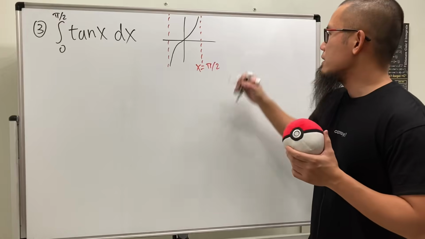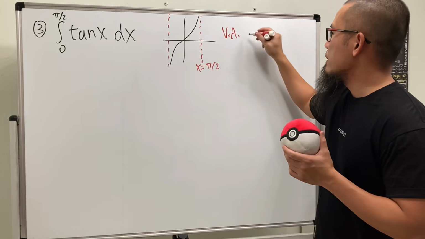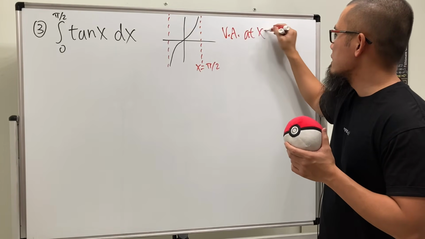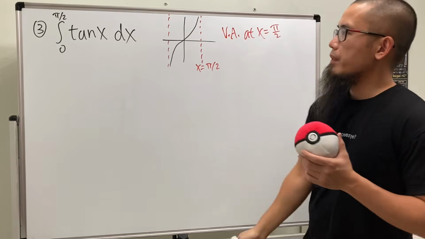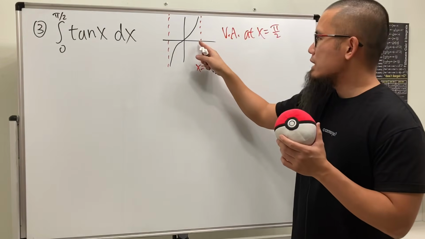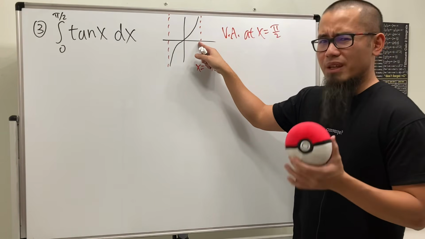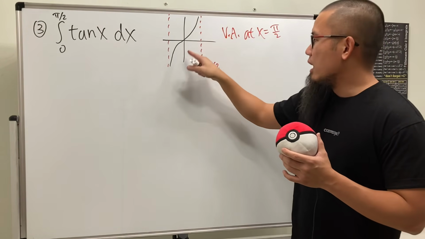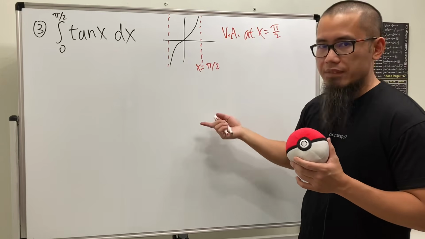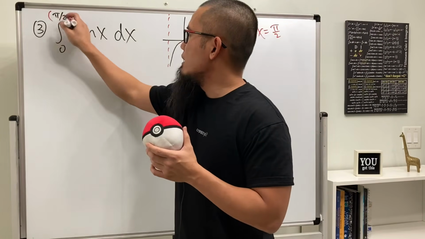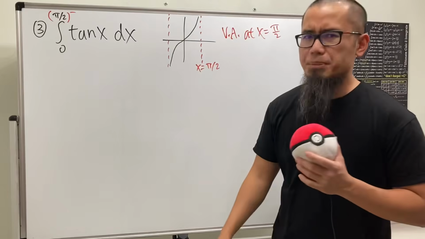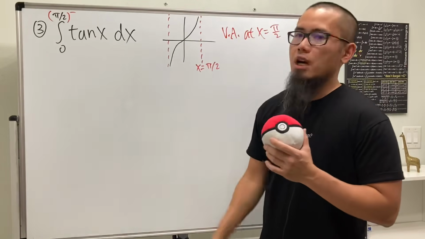Okay, so let's just go ahead and write this down real quick. Vertical asymptote at x equals pi over 2. And technically, we will just have to integrate from 0 and then stop right before, right? But that's the idea of taking the limit, approaching pi over 2 from the left-hand side. So this is technically like this with a minus. So just keep that in mind. Once we do the limit, that will be helpful.